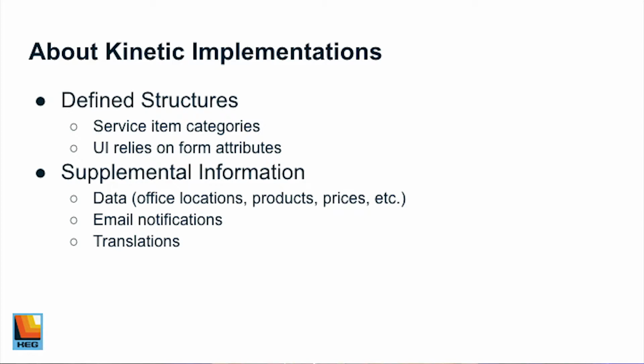First of all, you all have defined structures, things like service item categories; pretty much everybody uses something like that. The UI relies on form attributes, so maybe we show certain things. If there's an attribute on a form that has an approval, we show a little symbol so the person requesting that service knows that. Or there's a price for the service, and we want to show that price. Then we also have supplemental information, which might be data like office locations, products, prices, and so on. And email notifications, which James mentioned as well. All of our task trees send out confirmation messages, approval requests, and those kinds of things by email.